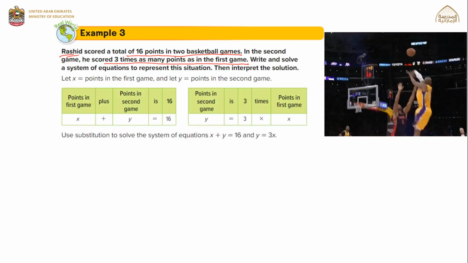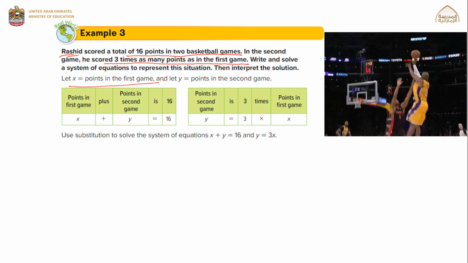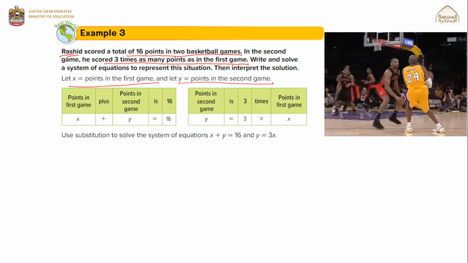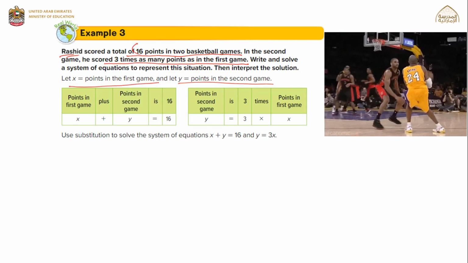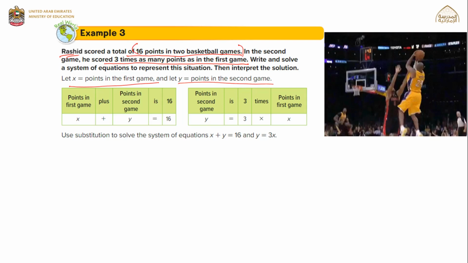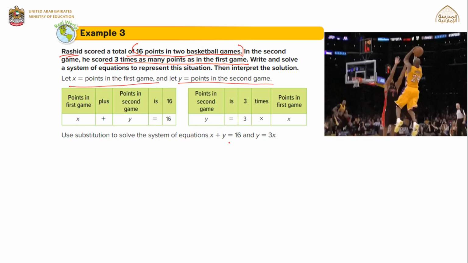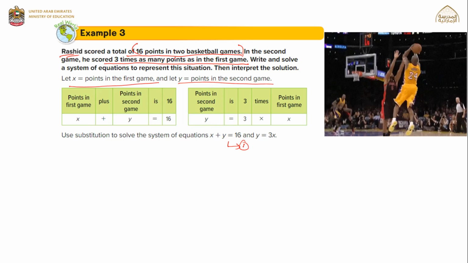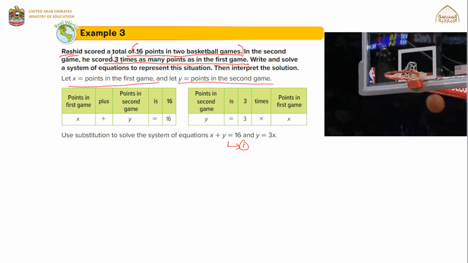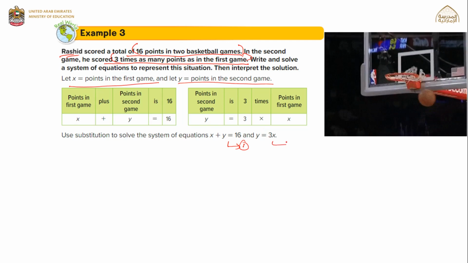So what are you going to do? Let x be the points in the first game, whereas y be the points in the second game. So using the first set of information or the situation, you're writing the first equation, that is x plus y equal to 16. The second set of information gives you the second equation, that is y equal to 3x.